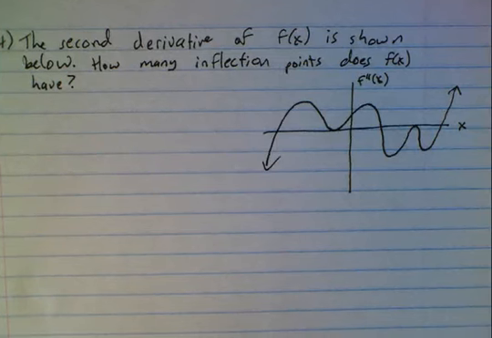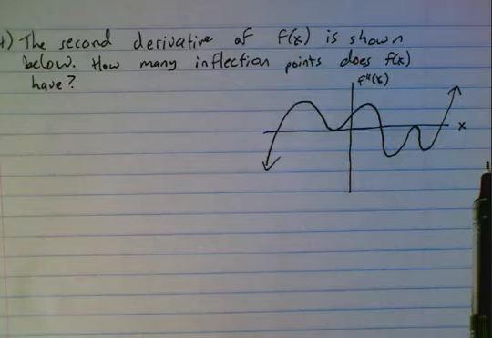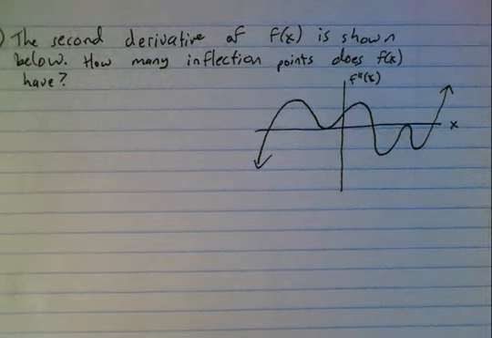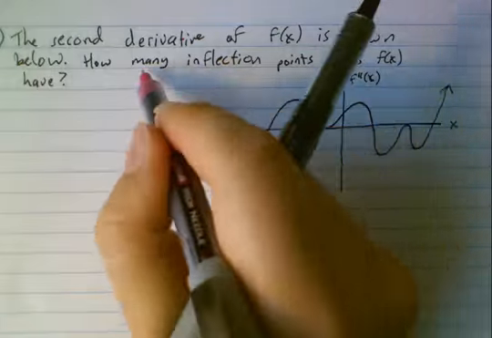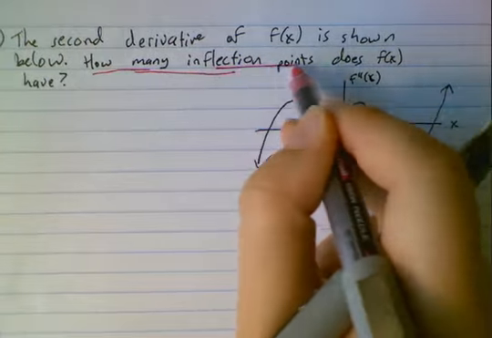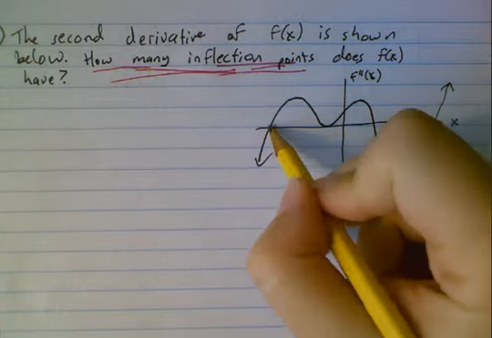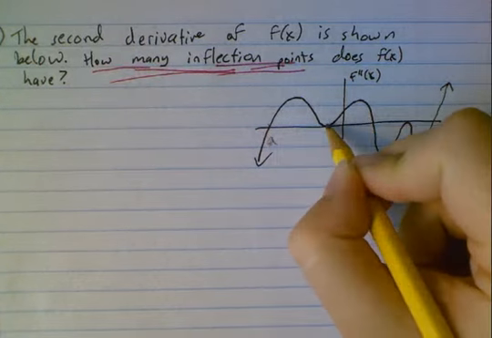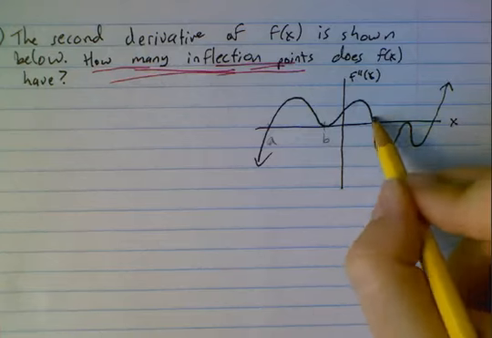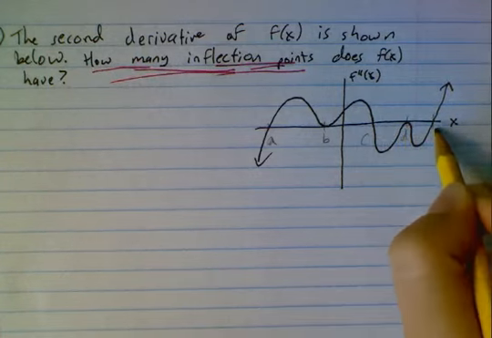Okay, so what's different about this one is notice there are no numbers here. It's just saying how many inflection points. So we can still do our same thing, it's just we don't have a particular number for these. So the thing is that if it helps, we can just label these. So let's call that A, let's call that B, C, D, E.